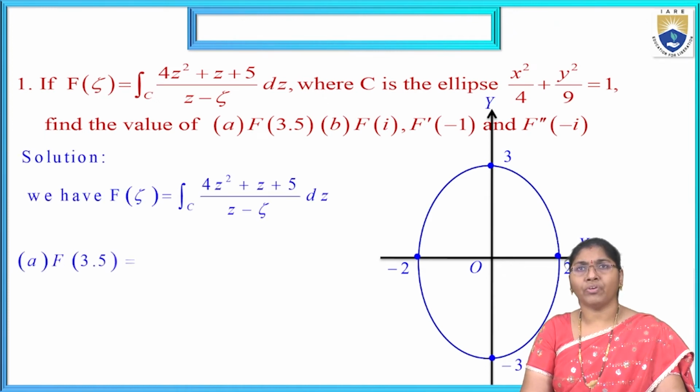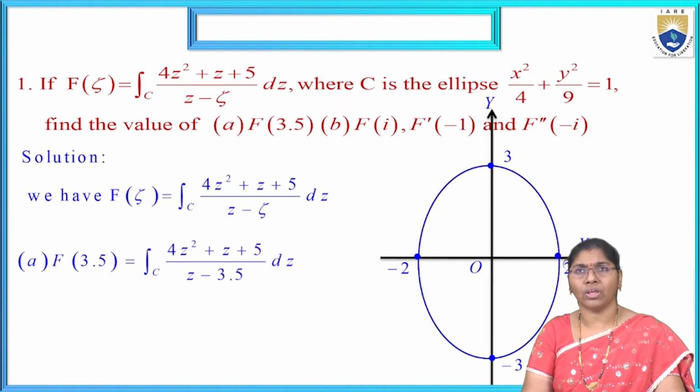Next problem. If f of z_0 equals the integral over C of (4z² + z + 5)/(z − z_0) dz, where C is the ellipse x²/4 + y²/9 = 1, find the values of f(3.5), f(i), f'(−1) and f''(−i). Now the solution.